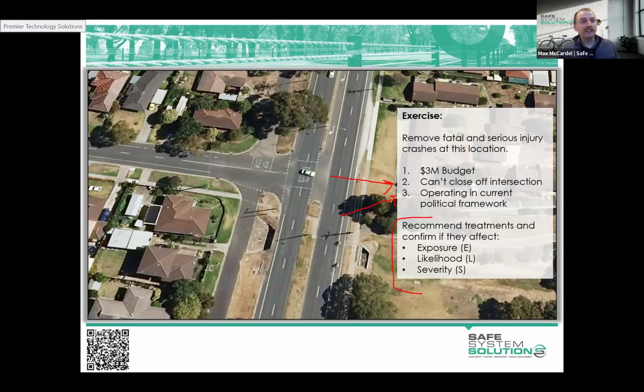What's the cost for merging lane turning right? It's got to be a little bit of widening there to be able to do that, to facilitate that. So I'll do it for $875,000.